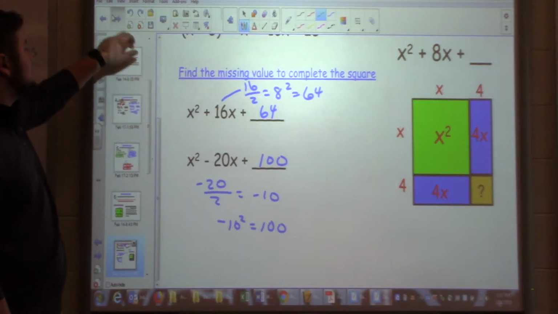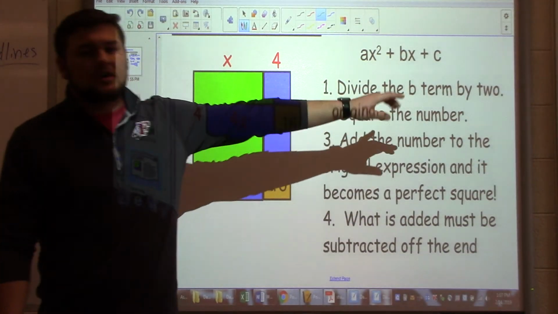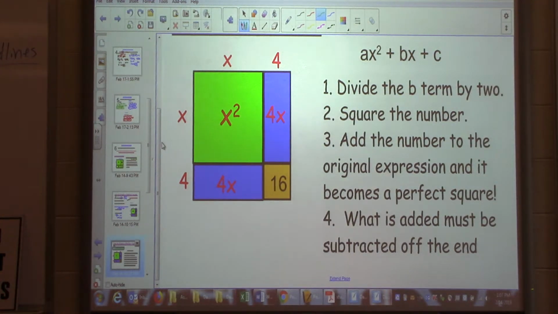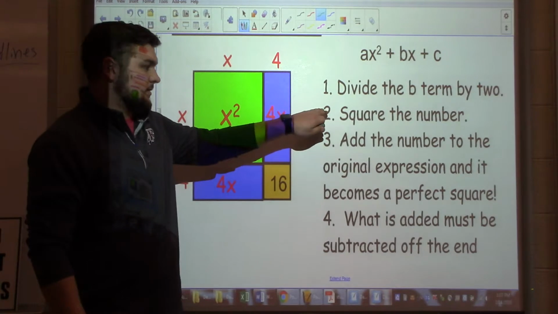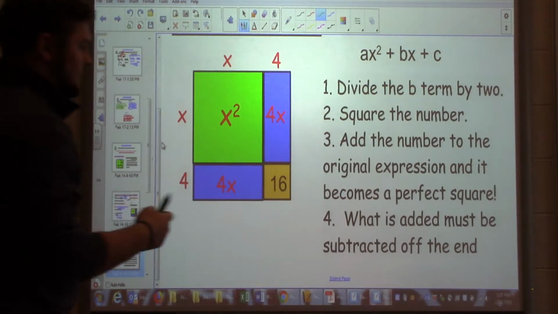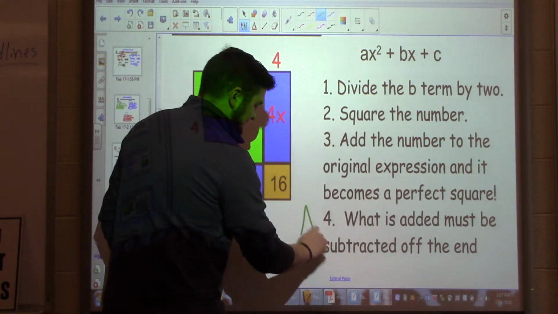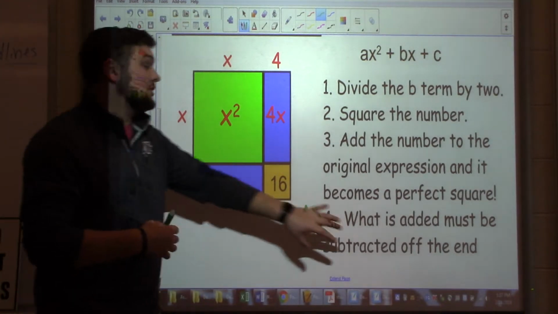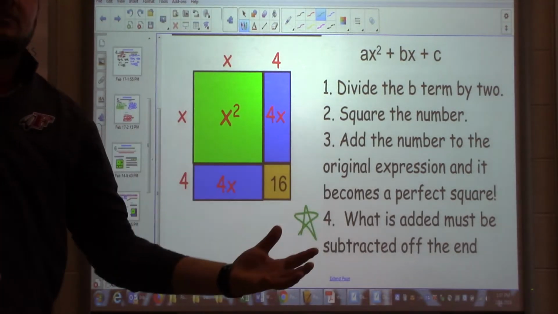Alright, so let's talk about changing it. When we're completing the square, we won't always have a blank because we're starting in standard form. What we're going to do is divide that b term by 2. Divide your middle term by 2. Square the number. What's going to happen is you add that on and it becomes a perfect square. But that fourth one down here is super important. Whatever you add to make it a perfect square has to be subtracted as well.